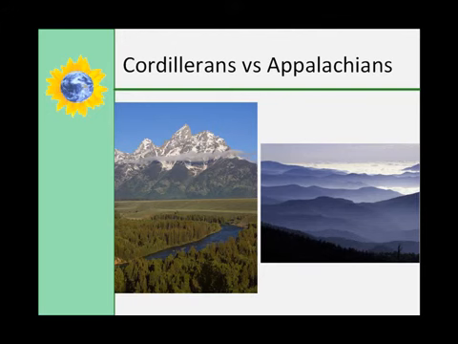And the difference here is the age. The rough, rugged ones, like the Cordilleran Mountains, are very young, and the Appalachians are extremely old. And so erosion has had a long time to work on those mountains and smooth out the curves and lower them down.